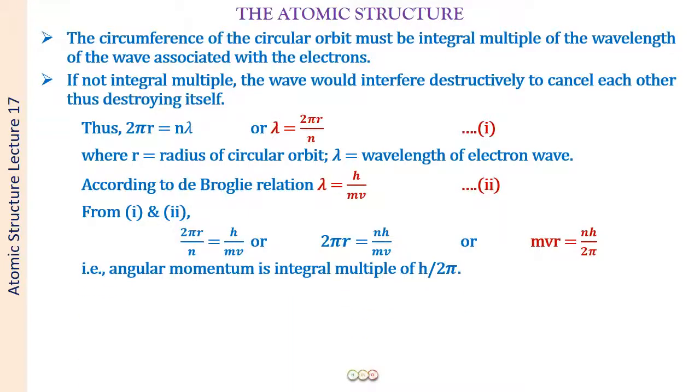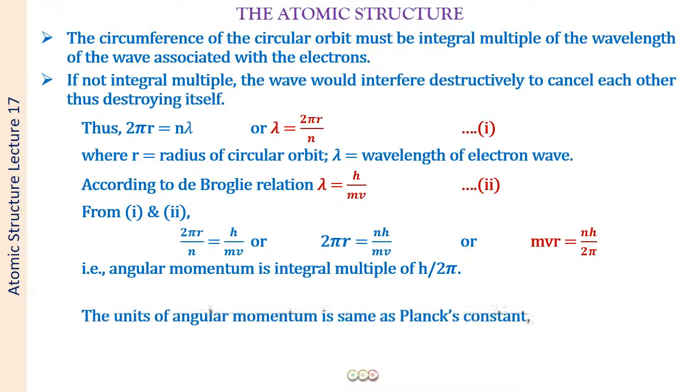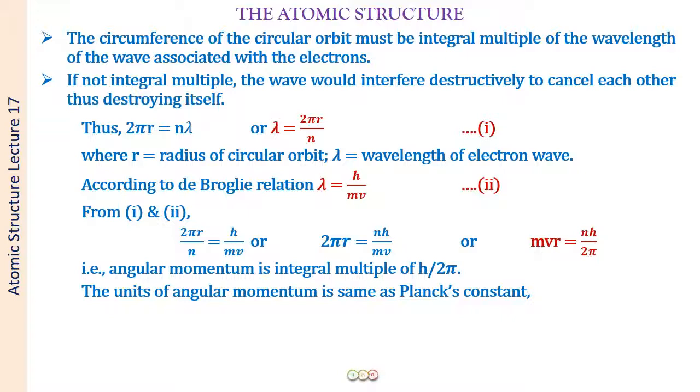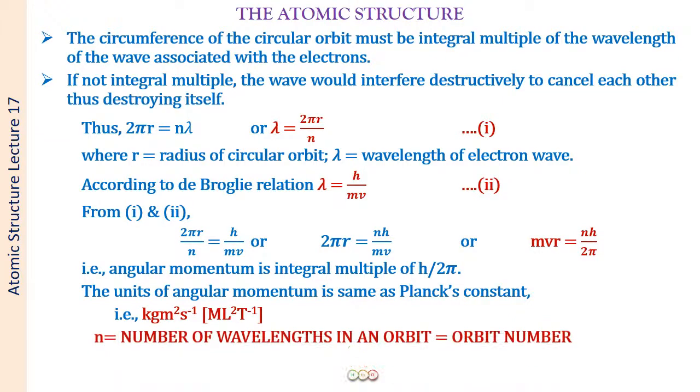So the angular momentum is an integral multiple of h over 2 pi. And the units of angular momentum are the same as the Planck's constant, that is kg meter square second inverse. The most important thing from here that you have to remember is that n is equal to the number of wavelengths in an orbit, and this is equal to the orbit number. So please do remember this. This is very important.